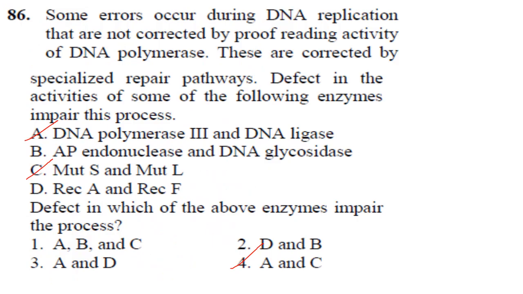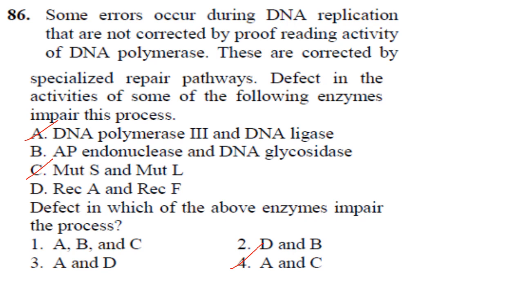Then next one. Some errors occur during DNA replication that are not corrected by the proofreading activity of DNA polymerase. These are corrected by specialized repair pathways. Defects in the activities of some of the following enzymes impair this process. So they have asked about mismatch repair enzymes.